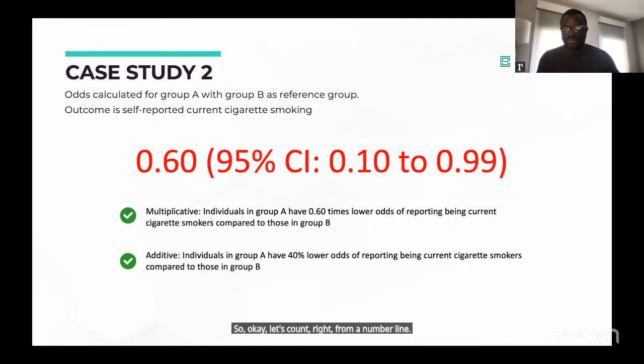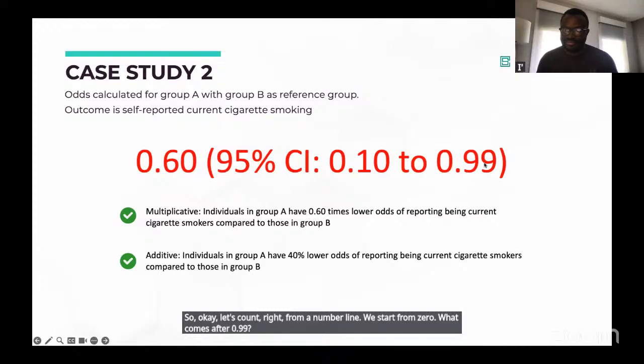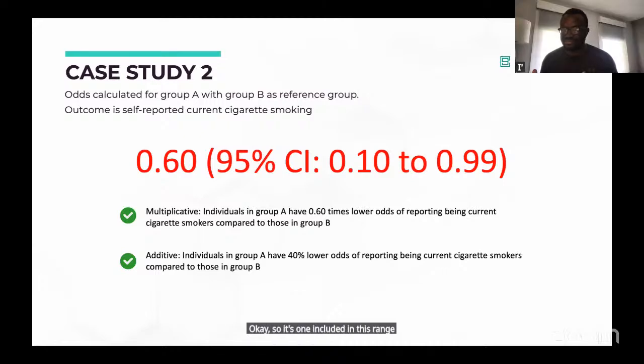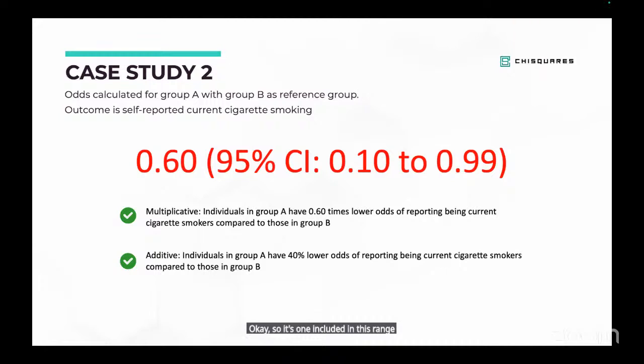So, okay, let's count from a number line. We start from 0. What comes after 0.99? 1. Okay, so is 1 included in this range? Okay, if I'm talking for the left, 1 is not included. But if I'm talking when you are going towards the right, there is 1. No, towards the left, there is 1. How? How exactly?